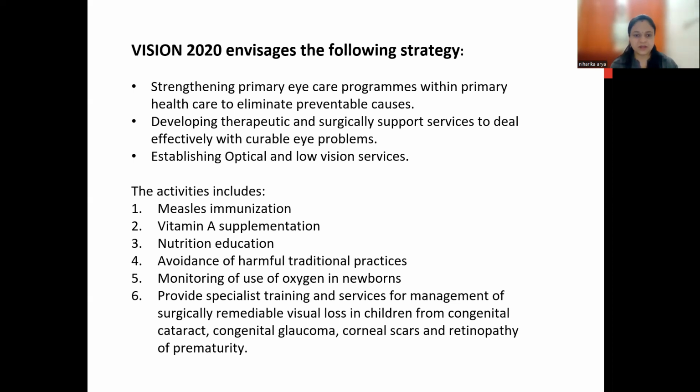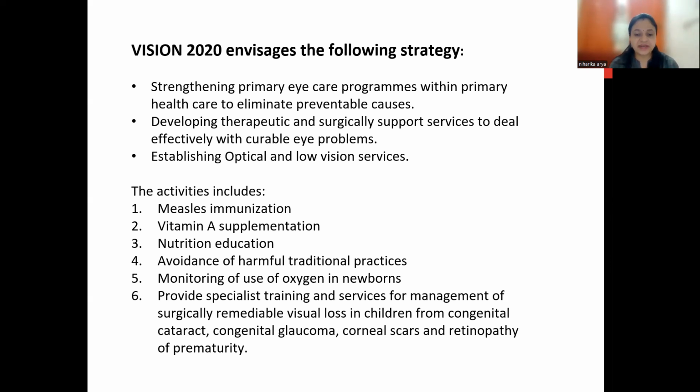First is strengthening the primary eye care programs within primary healthcare to eliminate preventable causes, developing therapeutic and surgical support services to deal effectively with curable eye problems, and establishing optical and low vision services. The activities include measles immunizations, vitamin A supplementation, nutrition education, avoidance of harmful traditional practices, and monitoring of the use of oxygen in newborns.